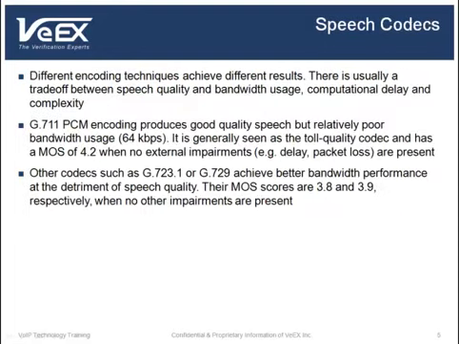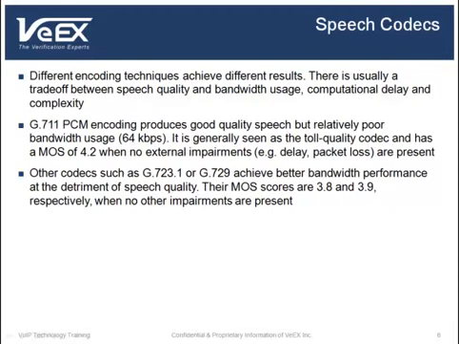Different encoding techniques achieve different results, usually with a trade-off between speech quality and bandwidth utilization, computational delay, and complexity. G711 PCM encoding produces good quality speech but relatively poor bandwidth usage at 64 kilobits per second. It is generally seen as a toll quality codec and has a mean opinion score, or MOS, of 4.2 when no external impairments are present. MOS is a commonly used voice quality metric that rates voice quality on a scale from 1 to 5, with 1 being the lowest.